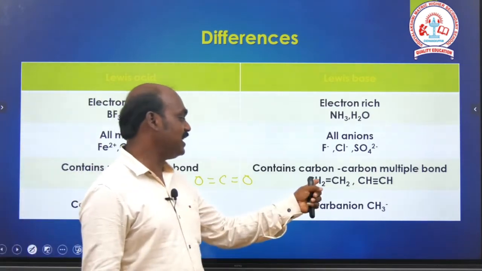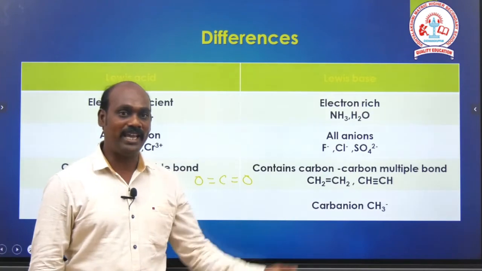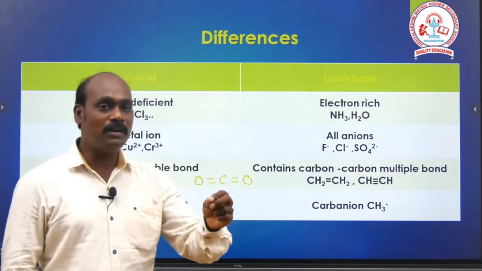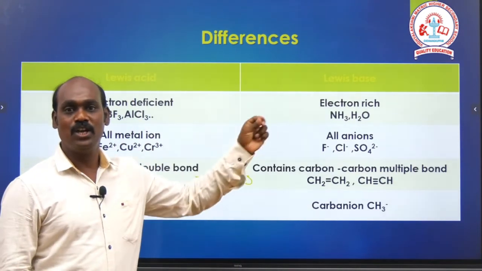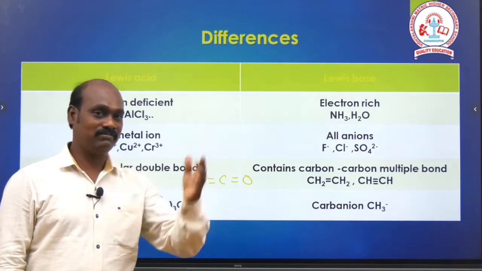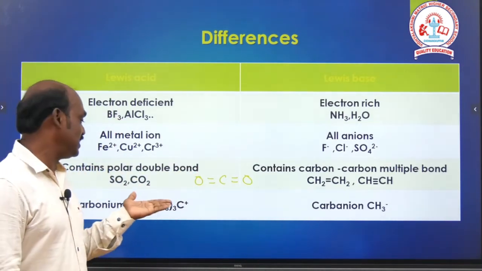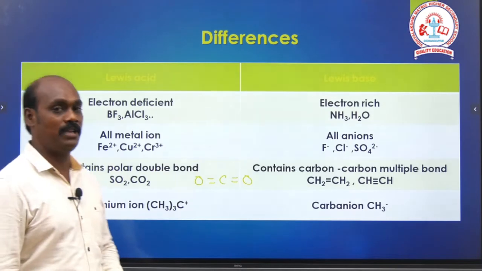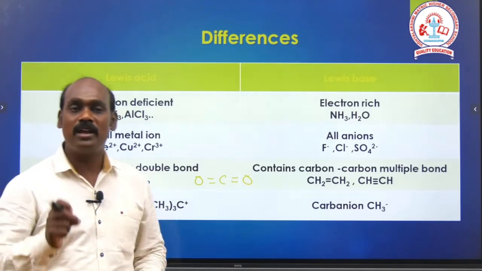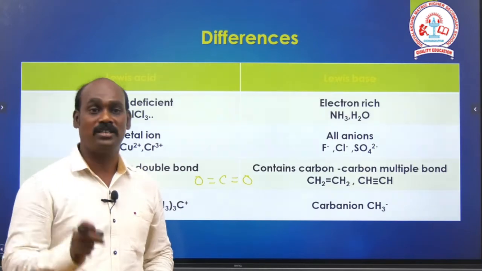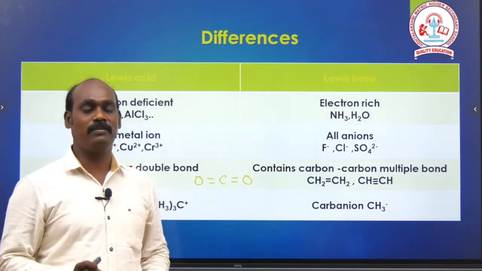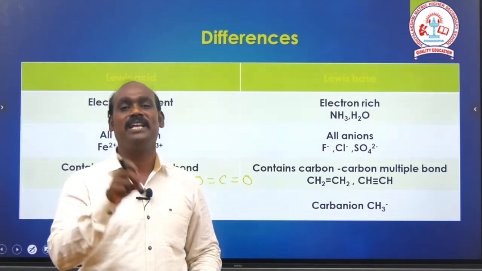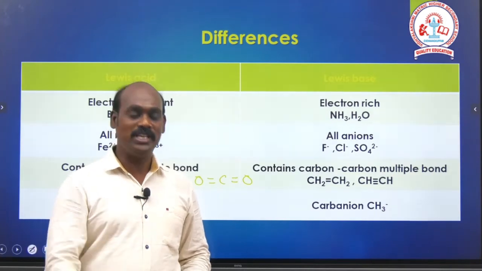Whereas in Lewis bases, see ethylene and acetylene. Okay, so ethylene and acetylene, here carbon has a multiple bond. So if the species has a carbon multiple bond, they are considered as Lewis bases. The molecules listen, like carbon dioxide and sulfur dioxide having multiple bonds are considered as Lewis acids. Then carbonium ion. Okay, what is carbonium ion? Carbonium ion is nothing but carbon having a positive charge. Carbocations are nothing but carbonium ions. So carbonium ions are considered as Lewis acids. Carbanion, here carbon has a negative charge on it, so it is considered as a Lewis base.